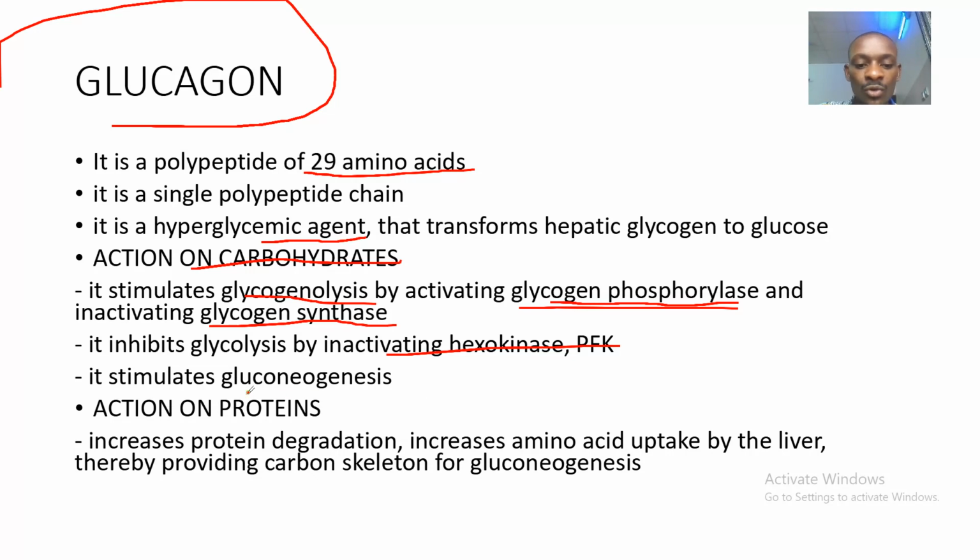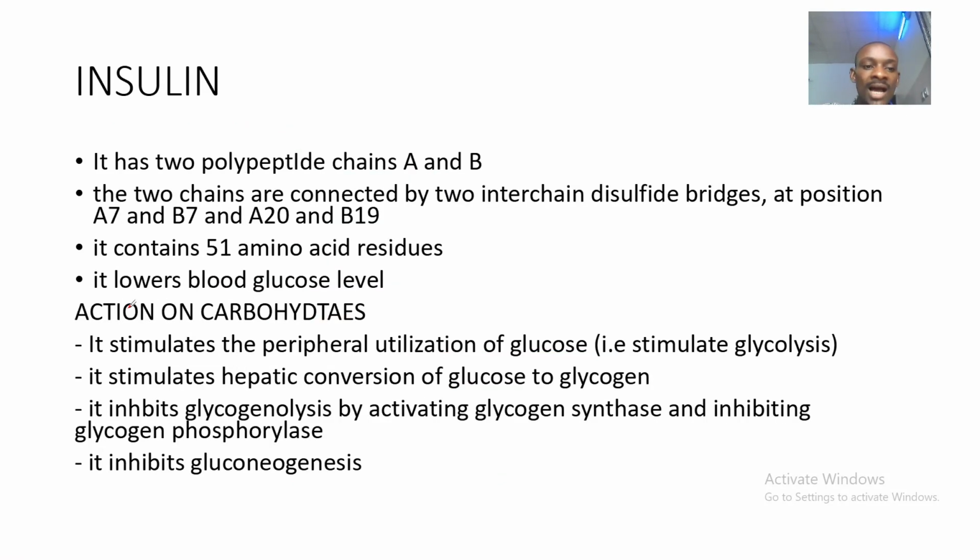It stimulates gluconeogenesis. What is the action on protein? It increases protein degradation and increases amino acid uptake by the liver, thereby providing carbon skeleton for gluconeogenesis. Then how about the insulin produced by the beta cells? It has two polypeptide chains, A and B, connected by interchain disulfide bridges at positions A7 and B7, and A20 and B19. It contains 51 amino acid residues.